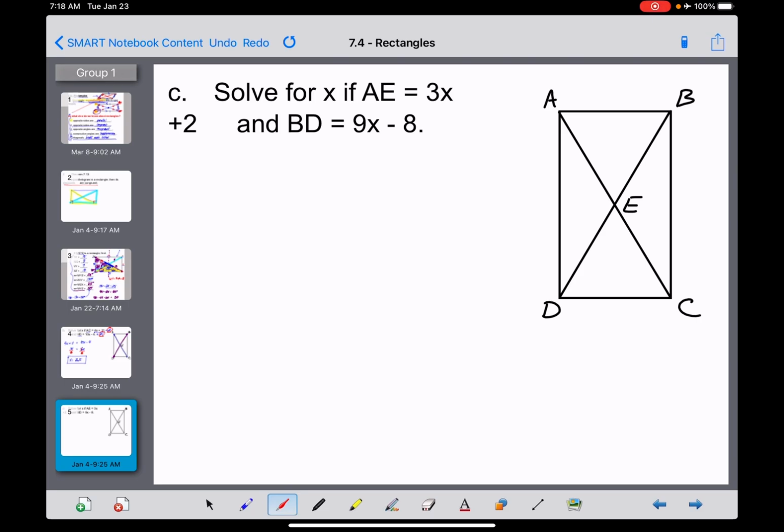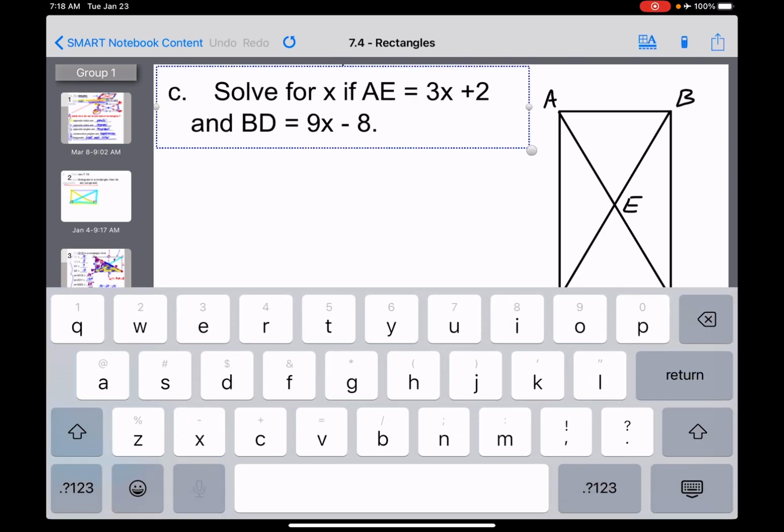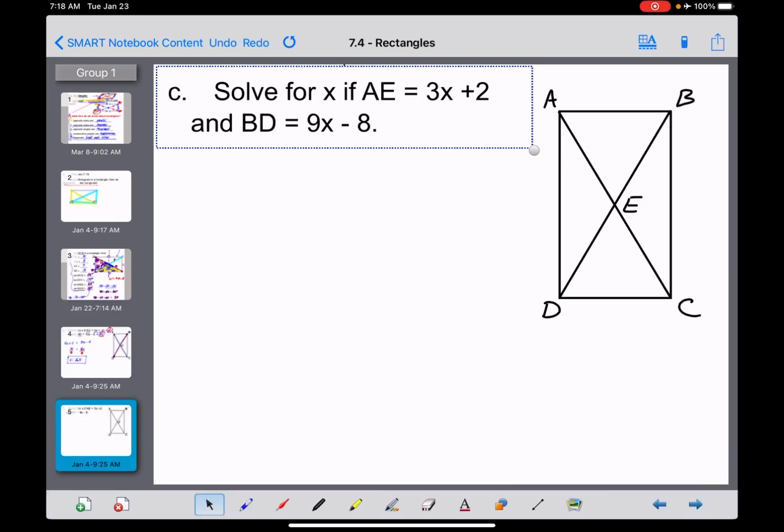Last problem I have for you guys is another ugly one with spacing right here. There we go. Okay, solve for x. If AE has a length of 3x plus 2. So let me go to the diagram right here. AE goes from here to here. So you'll notice, guys, that's not a whole diagonal. That's just half of a diagonal. So 3x plus 2, I'm going to write right there for AE. And then BD is given to you as well. And BD goes from B to D. It's this whole piece here in red. And so you'll notice then BD is a whole diagonal, 9x minus 8.